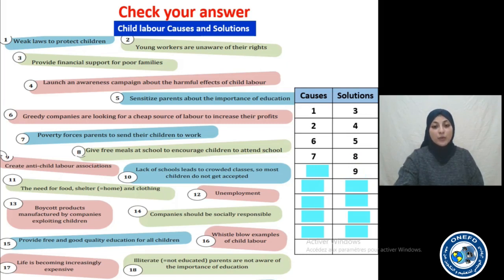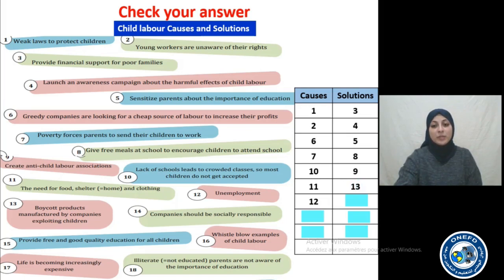10. Lack of schools leads to crowded classes, so most children do not get accepted, and this is another cause. 11. The need for food, shelter, and clothing. Another cause as well. 12. Unemployment. It's a cause. 13. Boycott products manufactured by companies exploiting children. This is a solution.